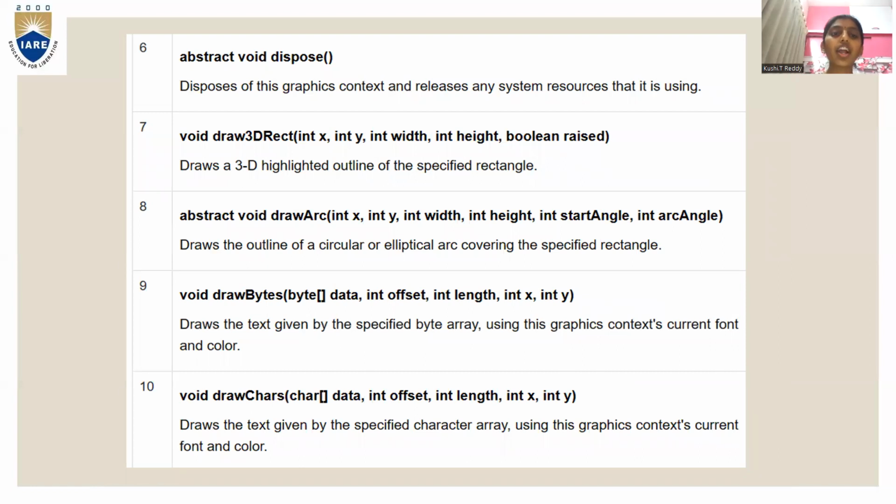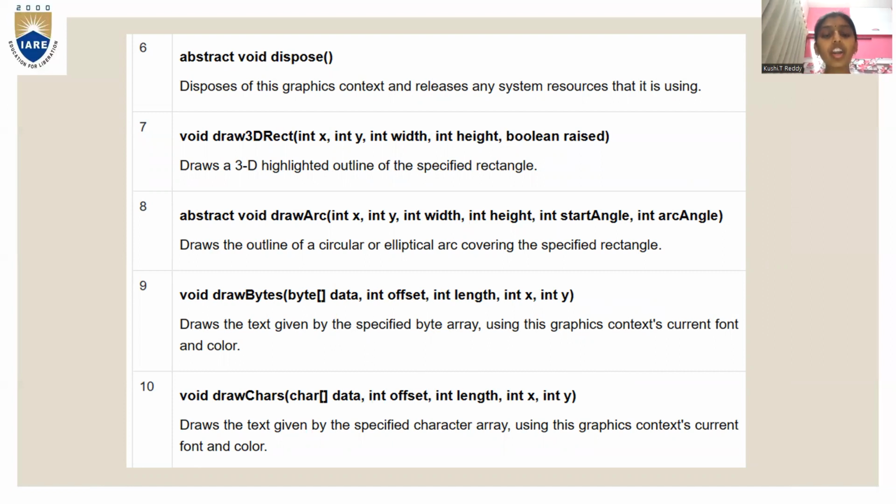Next is abstract void dispose, which disposes of this graphics context and releases any system resources that it is using. Next is void draw3DRect, used to draw a 3D rectangle. It helps in drawing a 3D highlighted outline of the specified rectangle. Next, abstract void drawArc draws the outline of a circular or elliptical arc covering the specified rectangle.